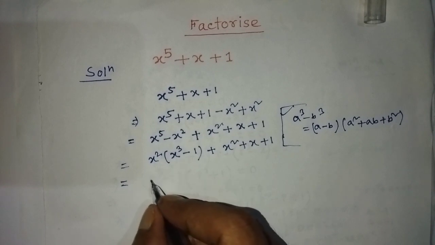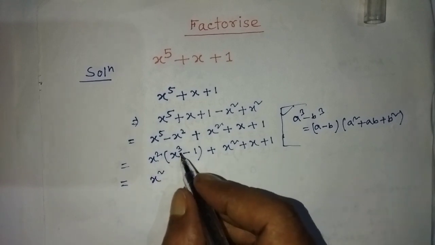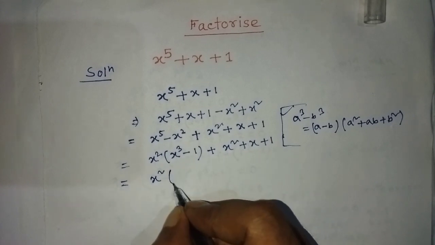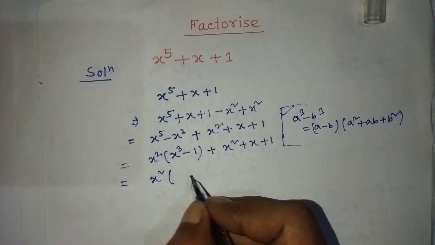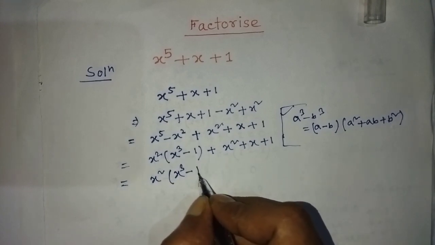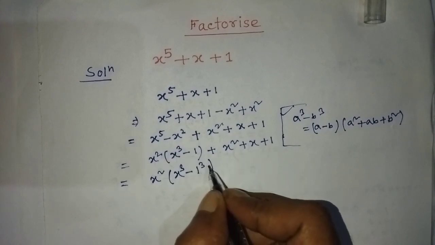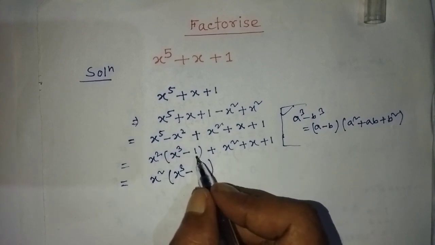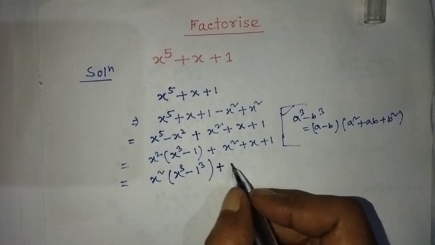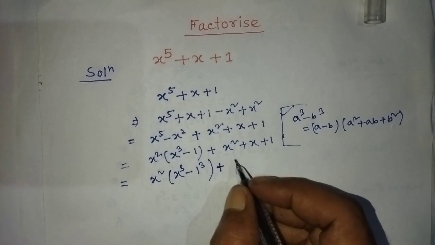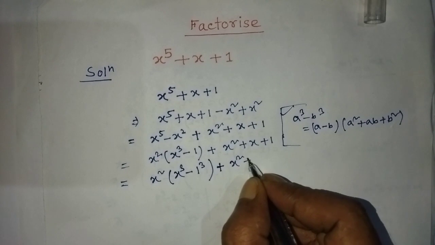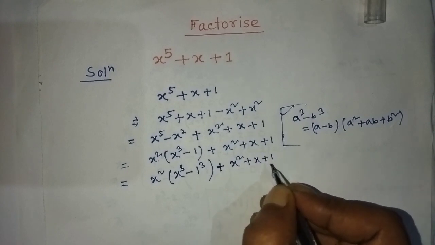Again we have to write x square, and in the place of x cube minus 1, we write x cube minus 1 in cubic form. So we write x to the power 3 minus 1 to the power 3. 1 to the power 3 means 1. And plus, again we write x square plus x plus 1.